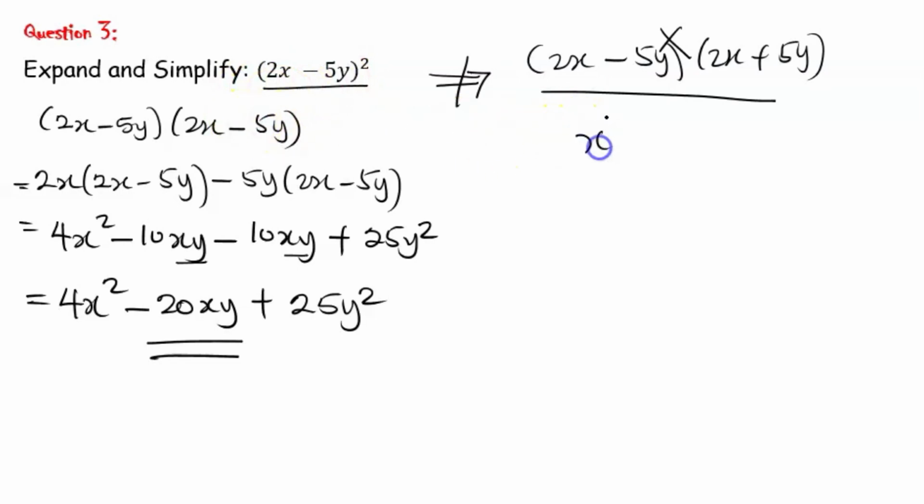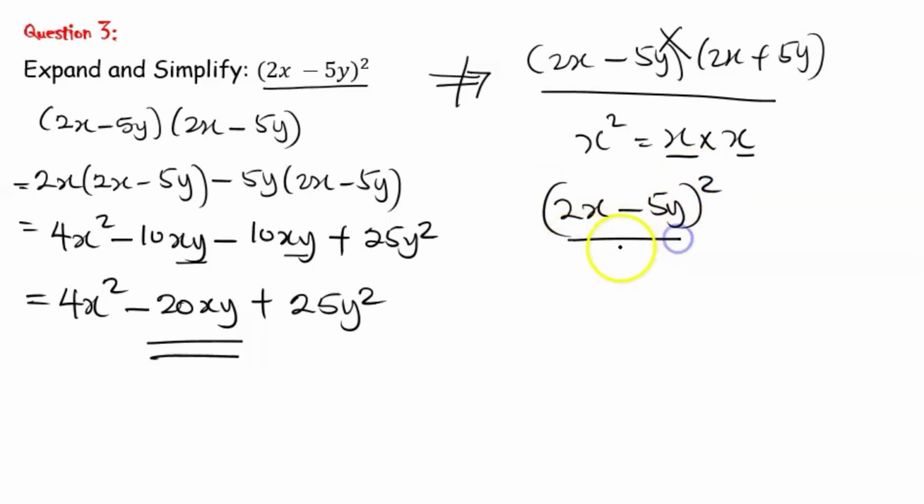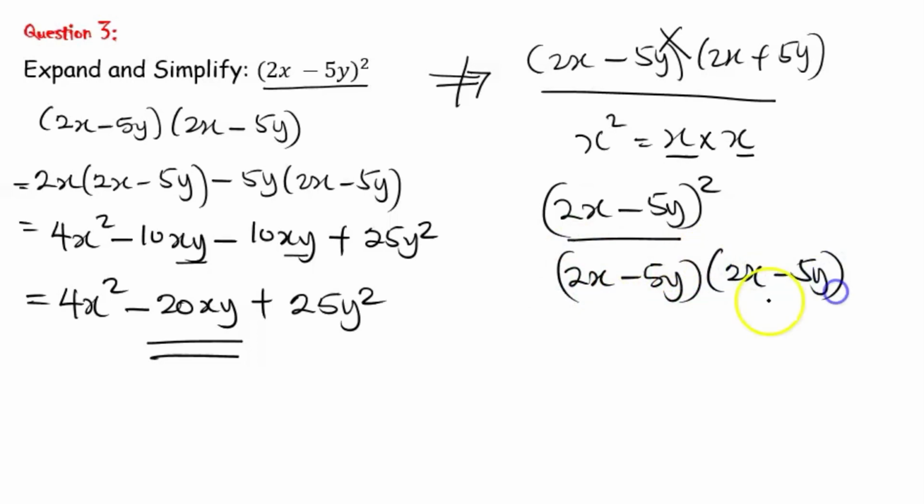Just like when you say x squared, it simply means x times x, right? The same thing multiplying each other. So it's the same way you are going to look at this one. If it's 2x minus 5y and it's being squared, they are simply saying that this same thing is multiplying itself. So we have 2x minus 5y, and we also have 2x minus 5y. So this is how you express it.